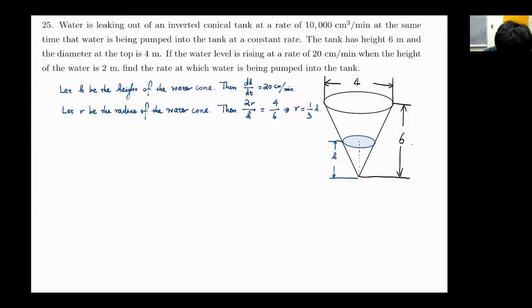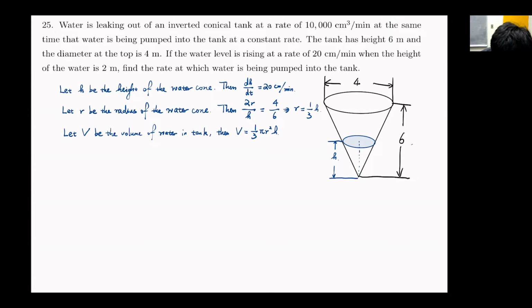Okay, so finally, if we let V be the volume of water in the tank, then the volume is given by 1/3 pi r squared h. So this is actually what we know about the volume.